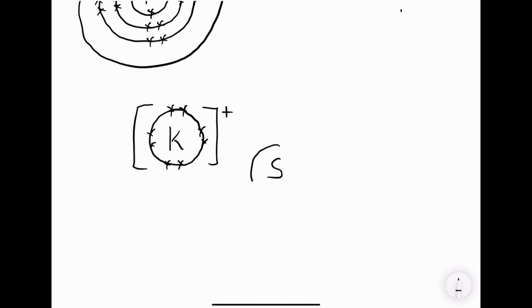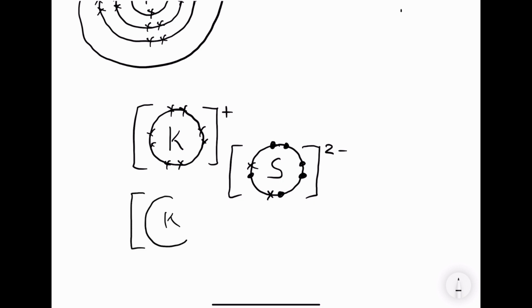Sulfur, its outer shell, is going to be full. And I'm going to use crosses to draw the 2 electrons gained from 2 potassium atoms. And because it's gained 2 electrons, it's going to have a charge of 2 minus. And I'm going to draw the other potassium ion.